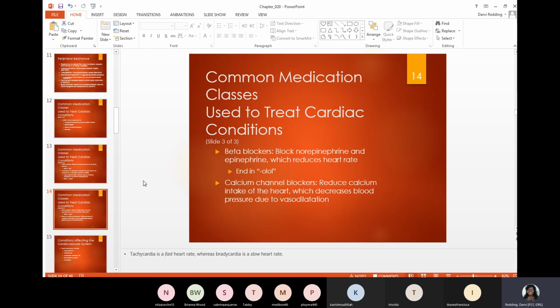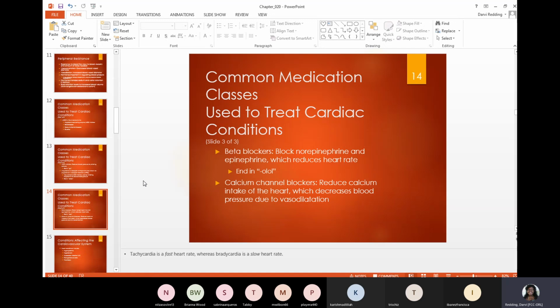So examples of calcium channel blockers, some of them end in the word pine, P-I-N-E. An example of a calcium channel blocker would be amlodipine or nifedipine, just giving those as examples. Now, it's important to understand the medical terminology when it comes to heart conditions.